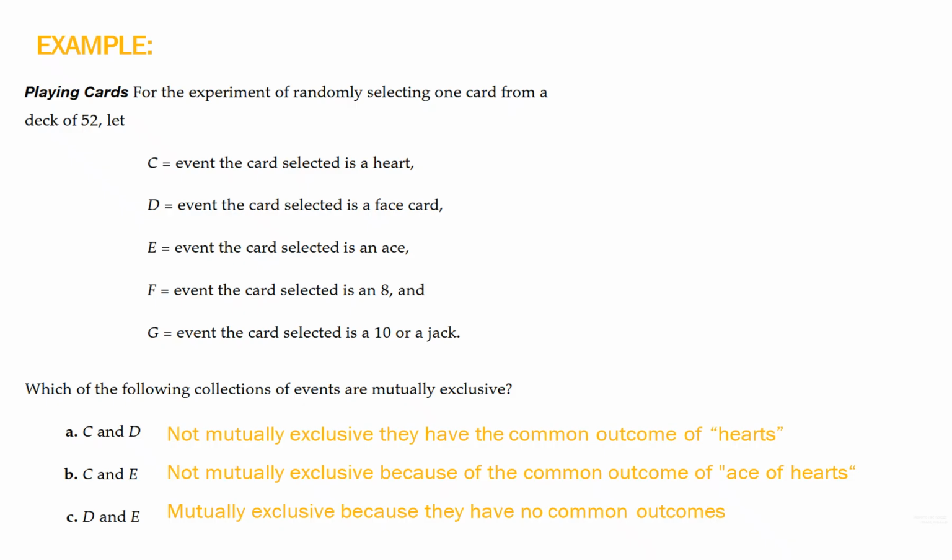Now let's try D and E. D is the event the card selected is a face card, and E is the event the card selected is an ace. Can you have a face card that is also an ace? You can't. They're mutually exclusive because they have no common outcome.